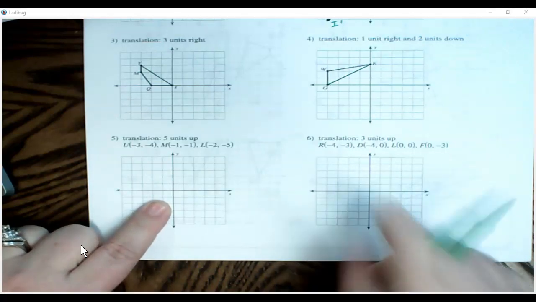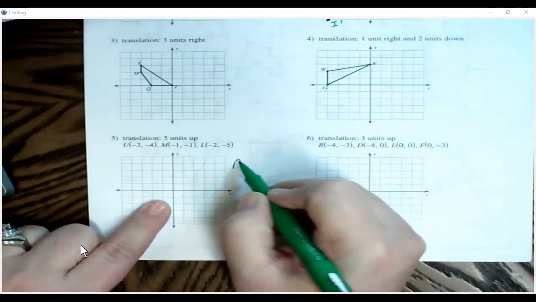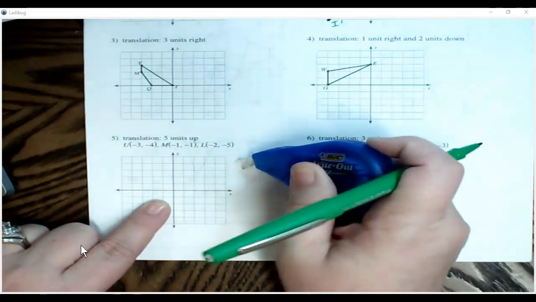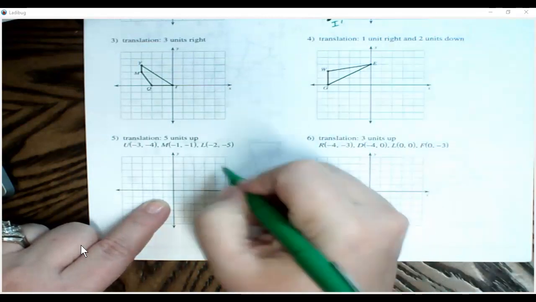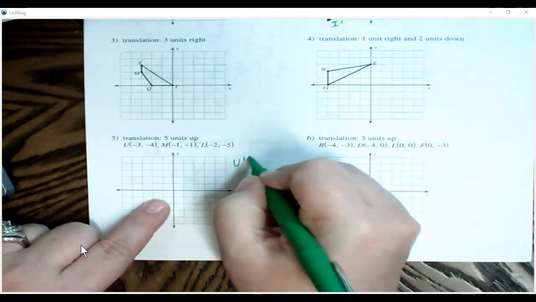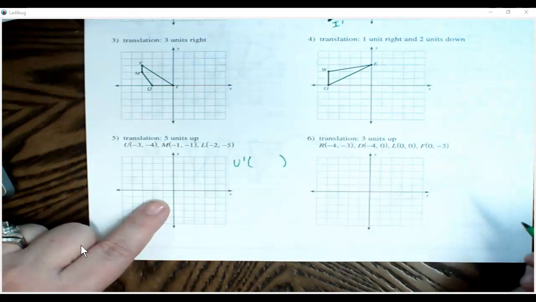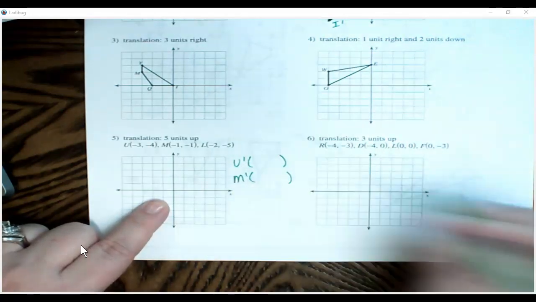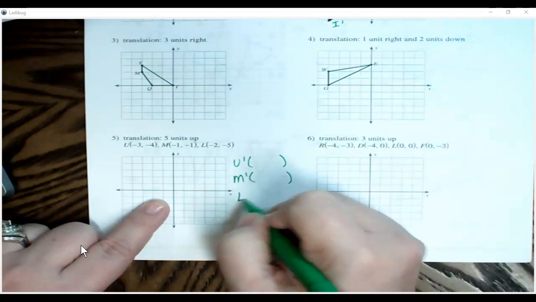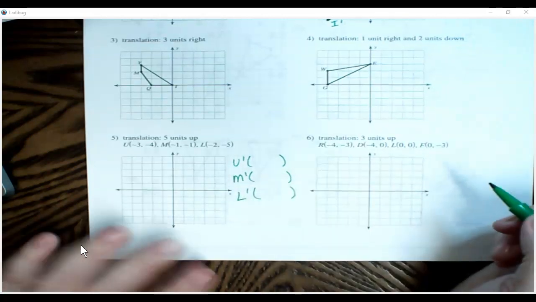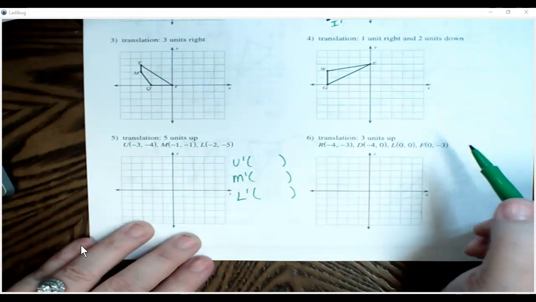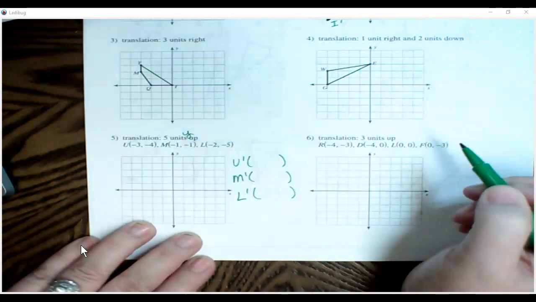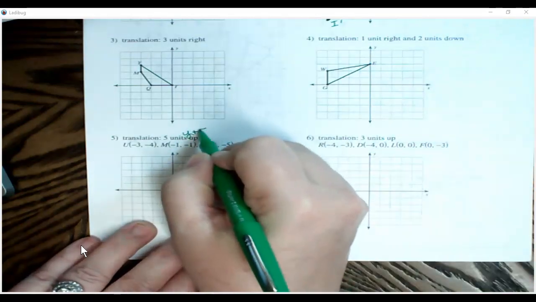One, you could mathematically figure out, oh, they didn't use the letters A. They used U, M, and L. I could mathematically figure out what U prime is going to be in the ordered pairs and graph it. Figure out mathematically what M prime is going to be and graph it. Figure out L prime and graph it. Remember, mathematically, 5 units up is a Y direction, and going up would be plus 5.